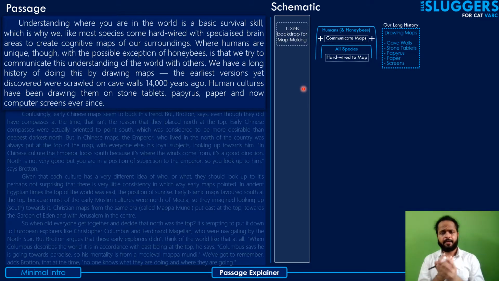In addition to that, in the case of humans and honeybees, apart from those special areas that create cognitive maps of surroundings, they also have the ability to communicate this understanding of their world to others, their fellow beings. Then he goes on to say that we have had a long history of communicating our understanding of our surroundings via maps. We have been drawing maps on cave walls, stone tablets, papyrus, paper, and now on screens. So that's the first paragraph.